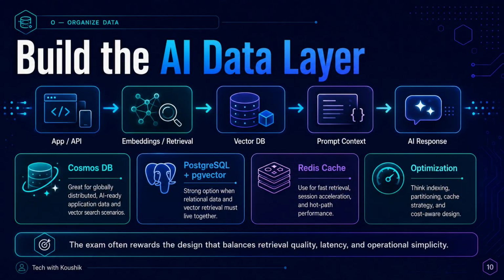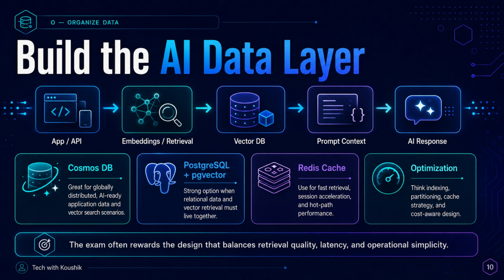The data layer is critical for AI applications. A normal application stores data. An AI application must also retrieve the right context quickly and accurately. The typical flow looks like this. The application receives a request. It creates or uses embeddings. It searches a vector database. It retrieves relevant context. That context is added to the prompt. Then the AI service generates the response.